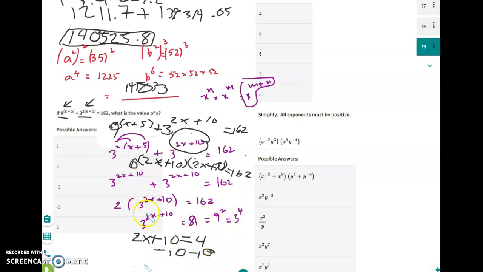So once you have that one, then you can find the value of x. So that's 6, so x is going to be -3. Excellent. Really good question.